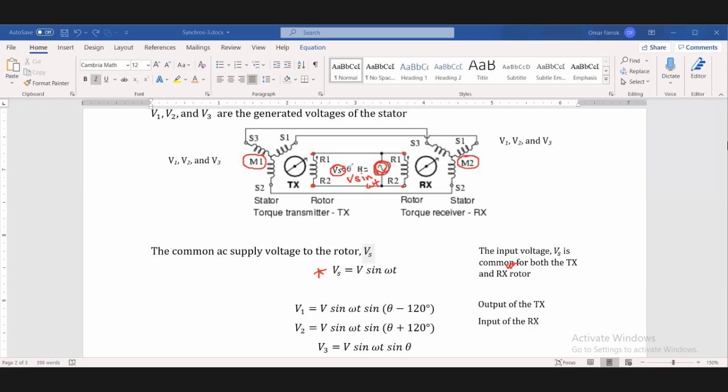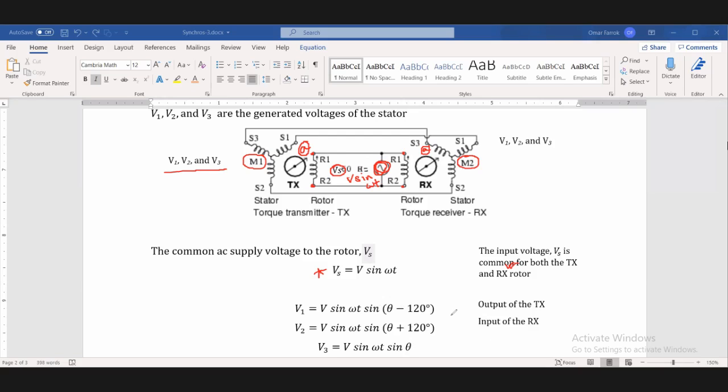This is the common, and the voltage is V1, V2, and V3. So we have discussed how to achieve this voltage actually. At first, the TX is aligned with this. We can use A for aligned, and this receiver is also aligned A. So for this case, the voltages V1, V2, and V3 are: one is sine theta, another is sine theta plus 120 degrees, another is sine theta minus 120 degrees.